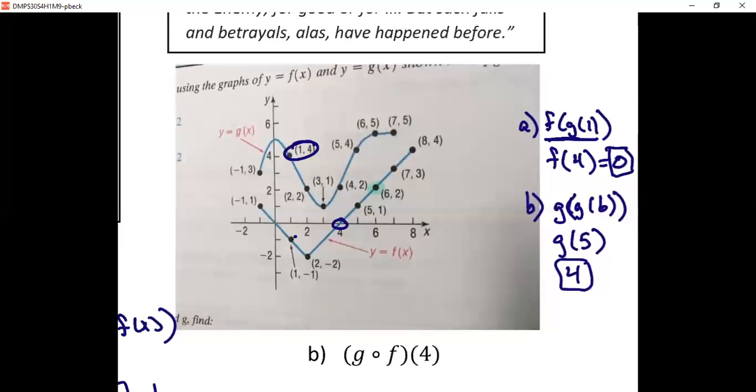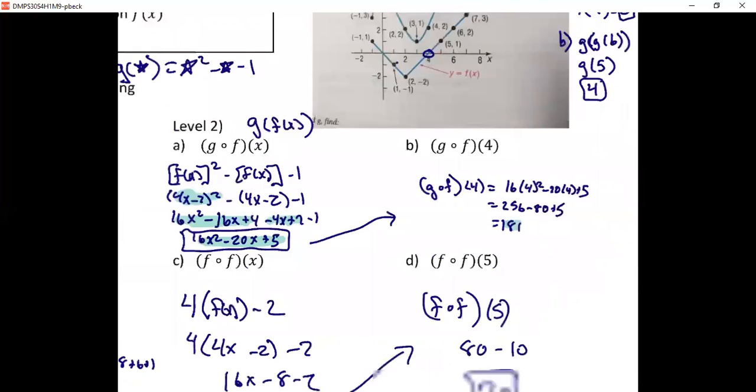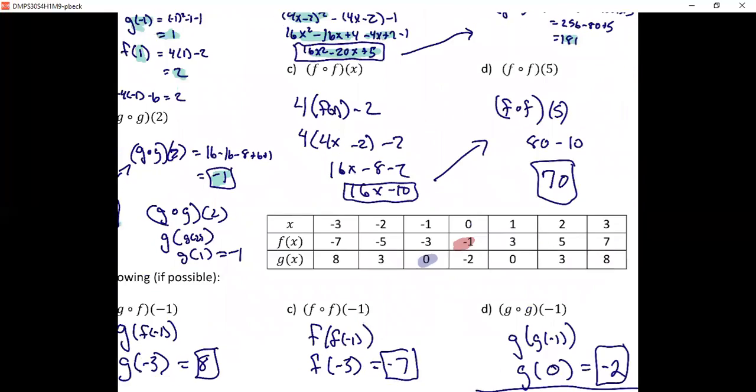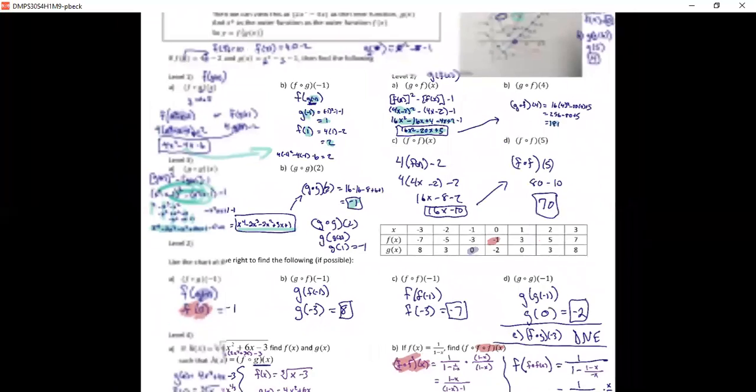The other one I just randomly chose, and I'll do this in highlight, g of 6. So g of 6, that's not the g function. How about g of 6 is 5. Now it's g of 5, 4. We could do this with anything. But anyway, so we have algebraic, we have graphical, and then this table means we can do it numerically.